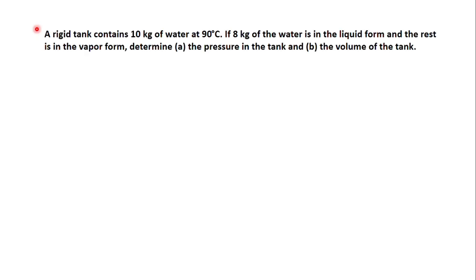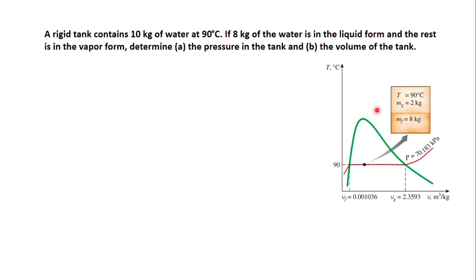So in this problem, a rigid tank contains 10 kg of water at 90 degrees Celsius. If 8 kg of water is in the liquid form and the rest is in the vapor form, determine A, the pressure in the tank, and B, the volume of the tank.